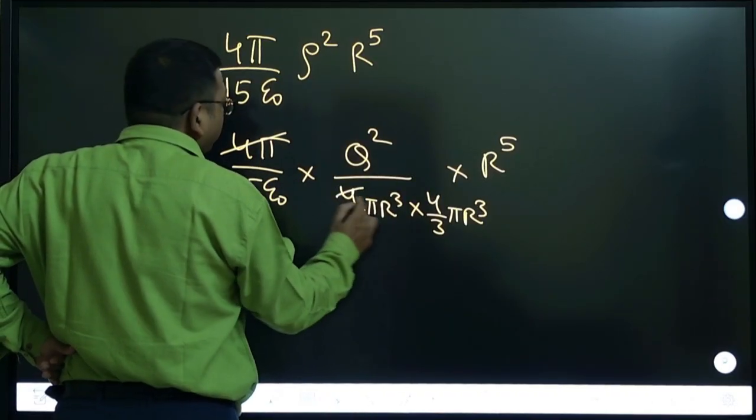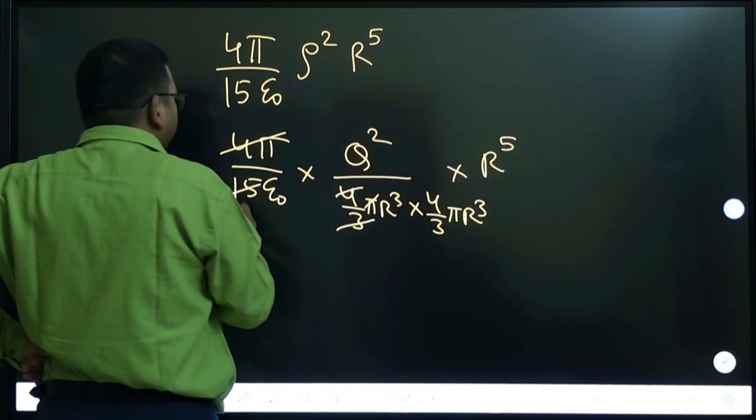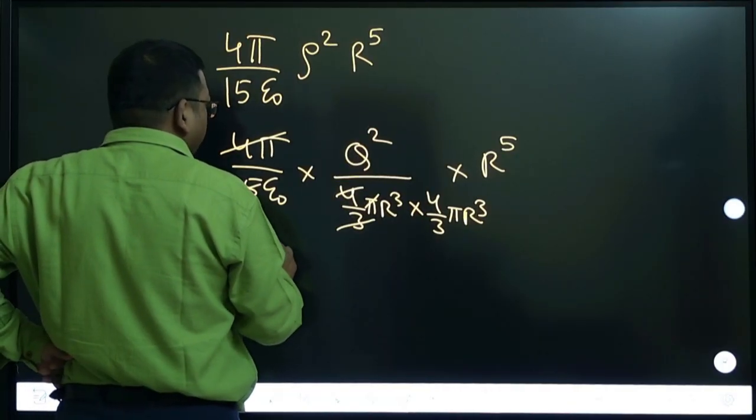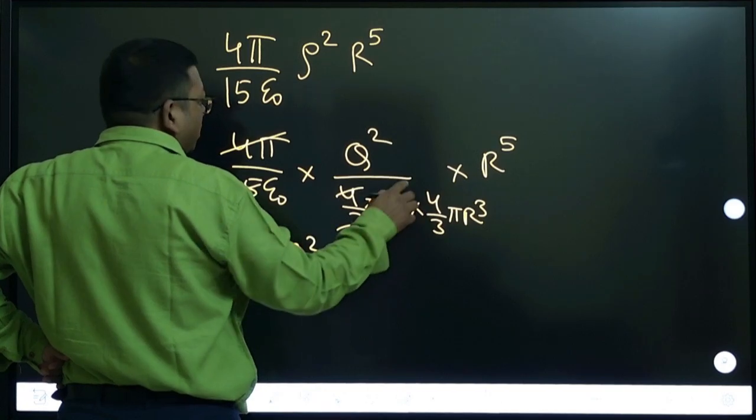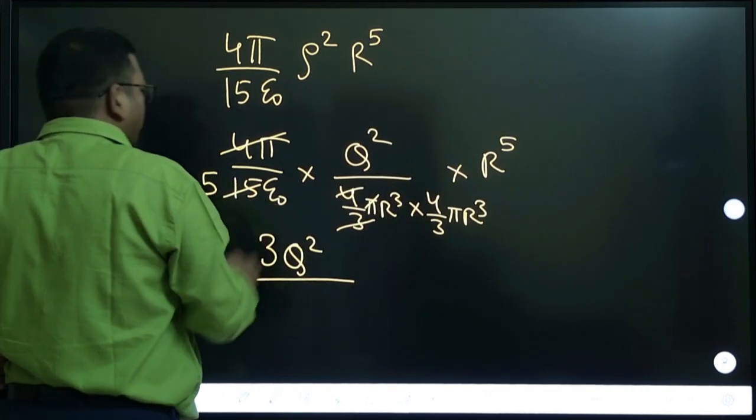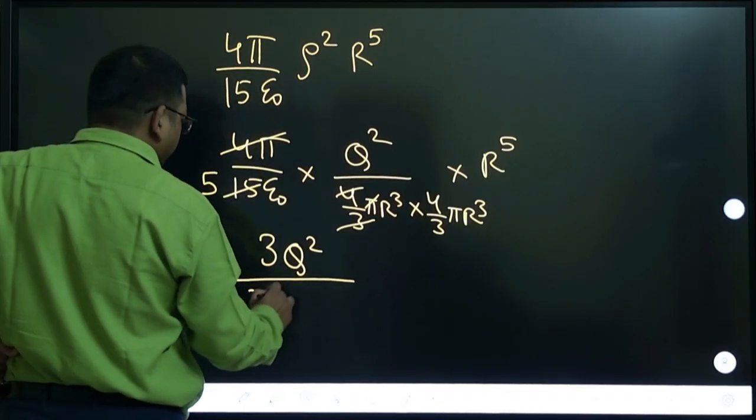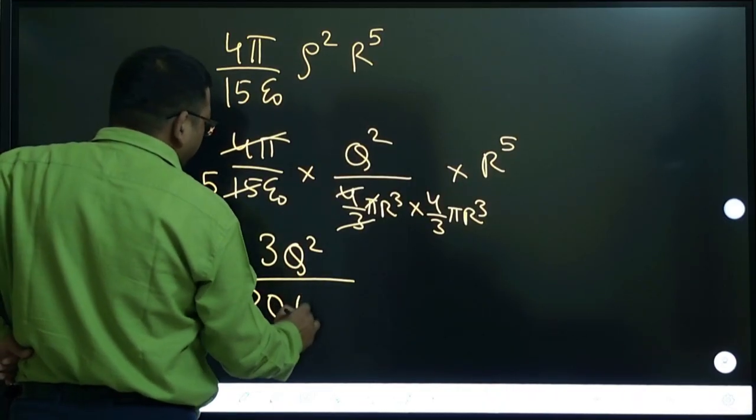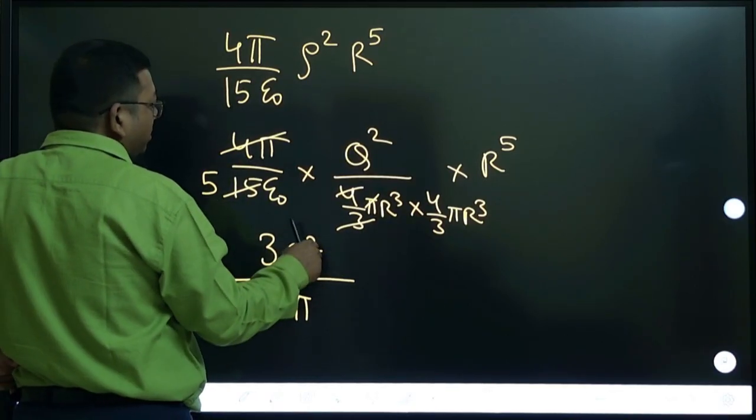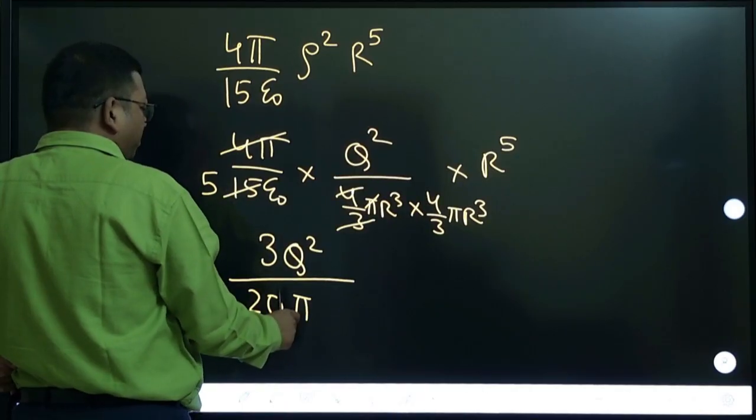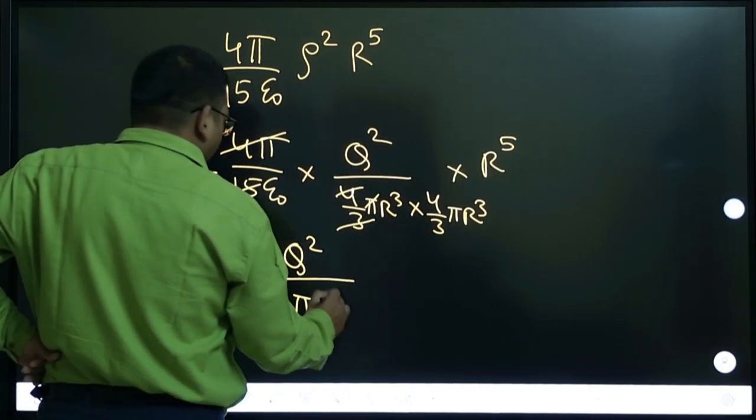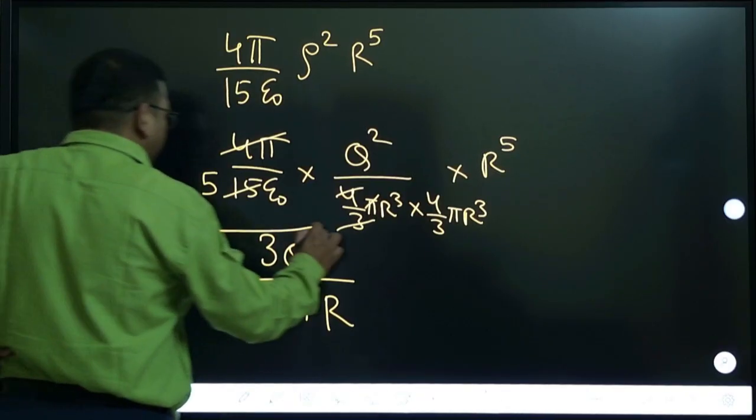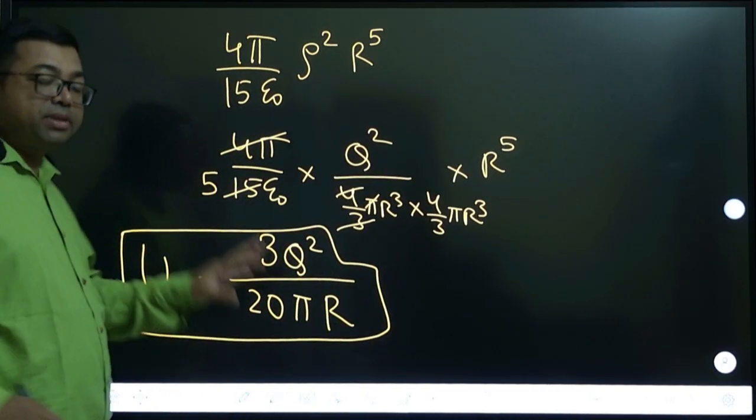This 4 pi gets cancelled. This 3 now will get cancelled. So it will be coming now as how much? 3Q square. R5 will be going away. So here 5 into 4, 20 will come. Correct? 1 pi will also come, I think. That pi will be there. So 4 pi into 5, 20 pi. 3 has gone up. R6 or R. This is the self potential energy of a solid sphere. We have derived it basically.